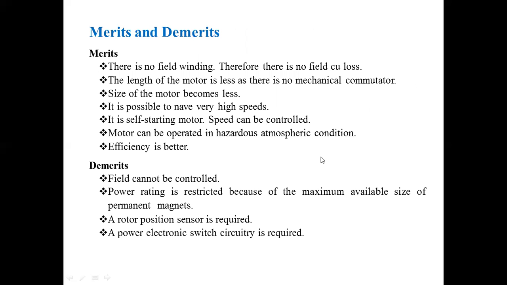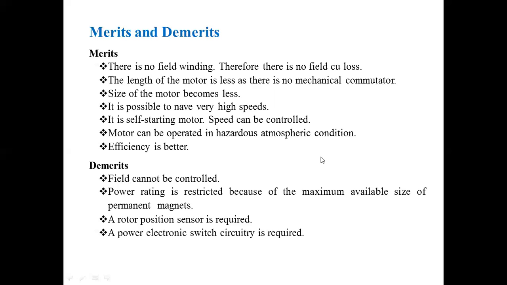Next, what are the merits and demerits of the permanent magnet brushless DC motor? Here, there is no field winding within the motor. Therefore, there are no field copper losses. Normal conventional motors are designed with a field copper winding and also an armature copper winding. Conventional DC motors have some advantages also.